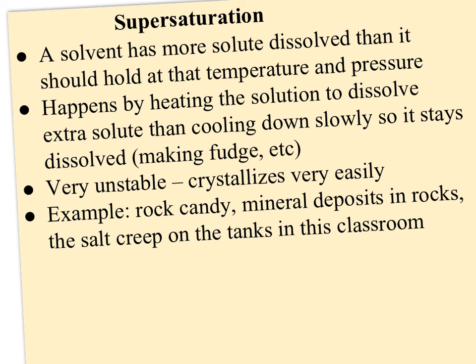You're heating it up to get all that sugar to dissolve. You're beating it to keep it dissolved, and then you're going to let it set nice and easy so that it doesn't crystallize, and you get this nice smooth fudge. So things like rock candy, fudge, those things are examples of supersaturated solutions. You also see it in the mineral deposits in rocks when you see crystals. That's usually the result of a supersaturation.